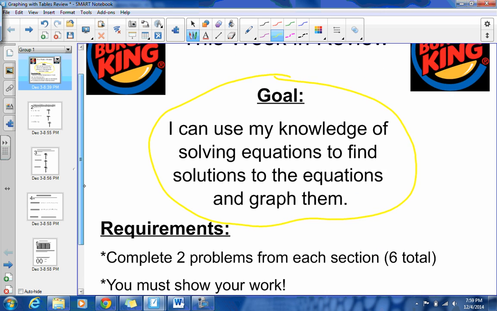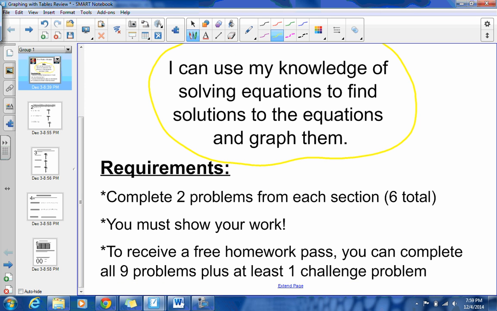So I asked you to do at least two problems from each section, and that would be the next three slides. You must show your work, and if you want to receive a free Corner Pass, you must complete all three from each section, plus one of the challenge problems on the last one. So I'm just going to go through one problem from each slide to help you out here.